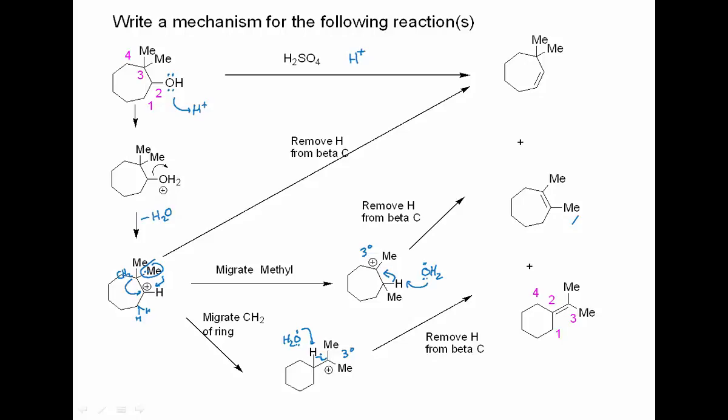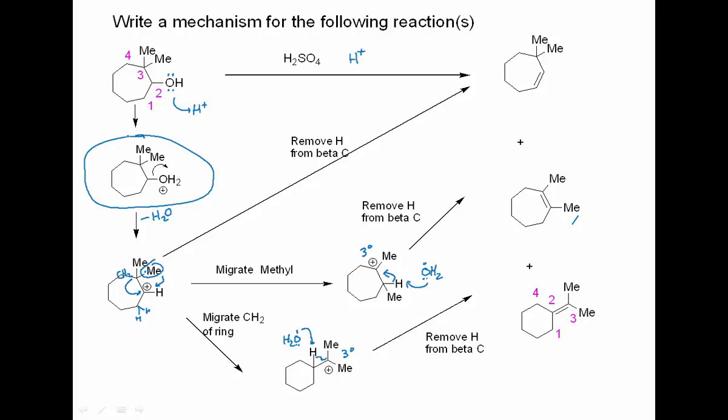Okay, so what are some of the mistakes that students make when they write mechanism problems like this? Okay, mistake number 1. This intermediate here is actually quite important. You should show all of the energy minima along the reaction pathway, and that's a key intermediate. Failure to show that will cost you a couple of points. All right.